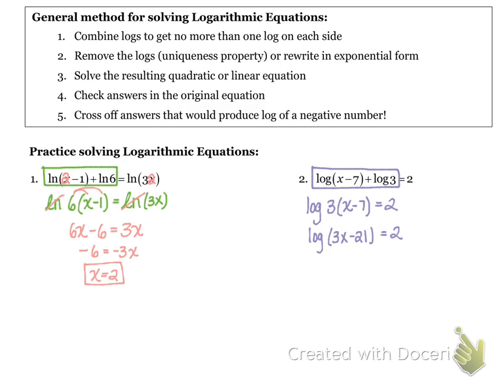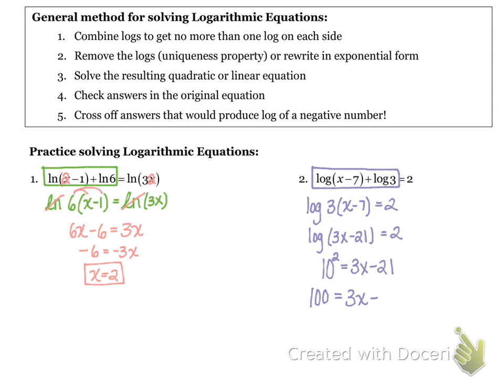Okay, so now that I don't have a log equal to a log like I did on the left, we can't use the uniqueness property. So we're going to use the other option, which is to rewrite it in exponential form. Since this log doesn't have a base, it's understood to be 10. So we have 10 to the 2 equals 3x minus 21. So now we just evaluate it and solve. 10 to the 2 is 100.